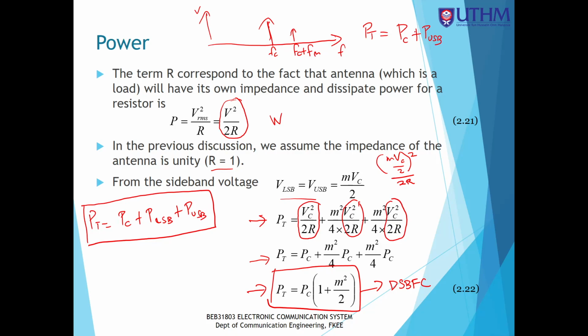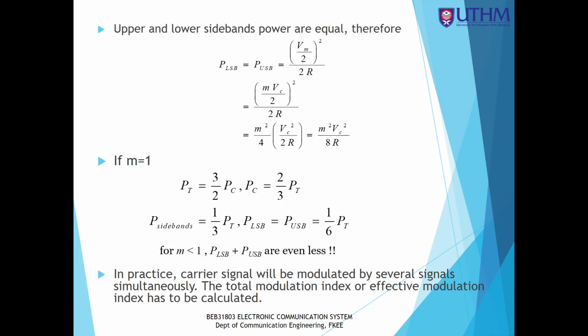So if this is VC and this is VUSB, for example, it is equal to VC square over 2R plus VUSB square over 2R. You cannot use the equation below. So in general, the general equation is for any power calculation. We use this general equation.